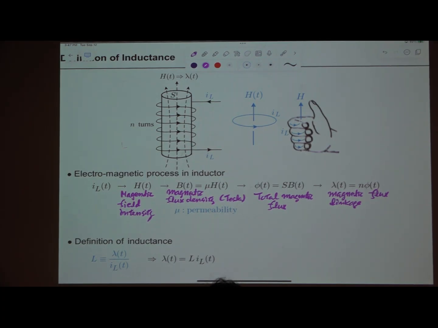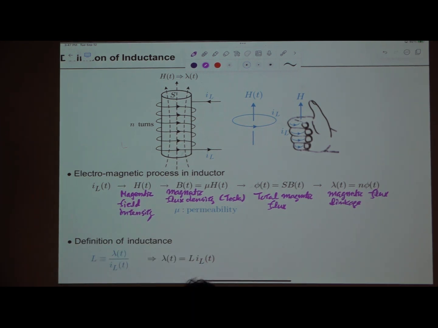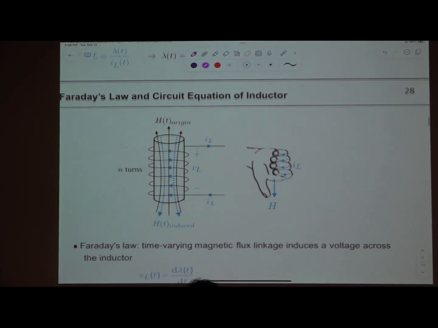Remember this is our definition. We define this for some purpose, for our convenience. So same equation: the flux linkage is inductance times ILT. This is the first equation related with this inductor. There is only one equation here. There is a second equation which is closely related with the inductor.